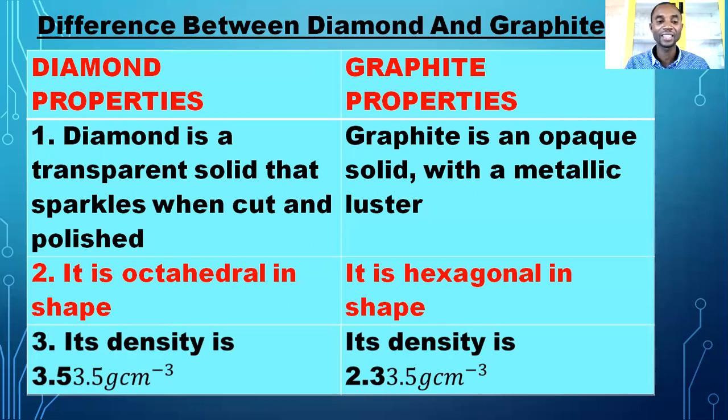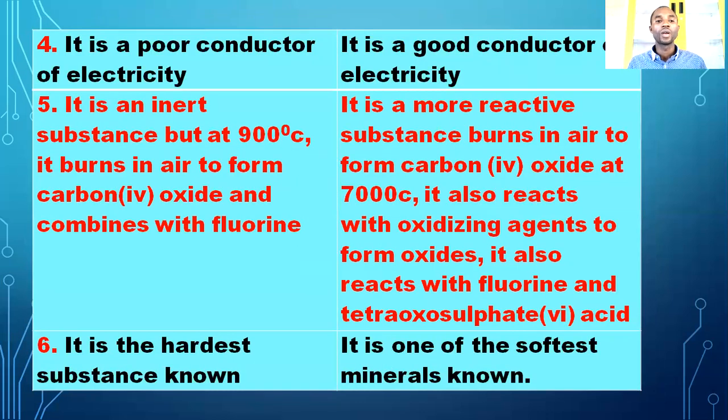These are the differences. The density of diamond is 3.5, while that of the graphite is 2.3 gram per cm cube. Diamond is a poor conductor of heat and electricity, as there is no mobile electron, while that of the graphite is a good conductor of heat and electricity.